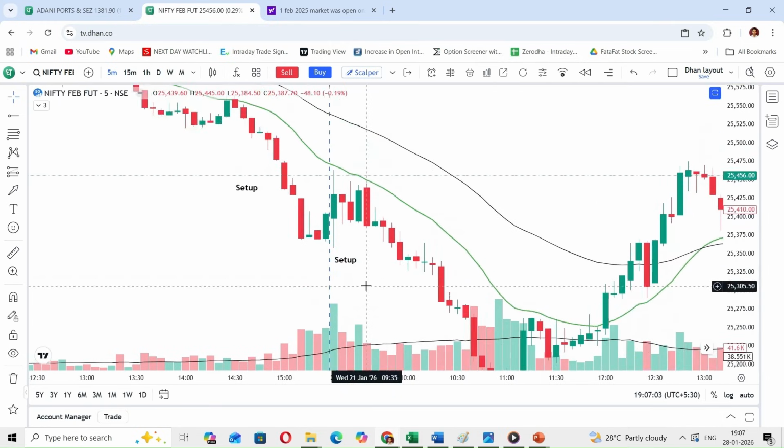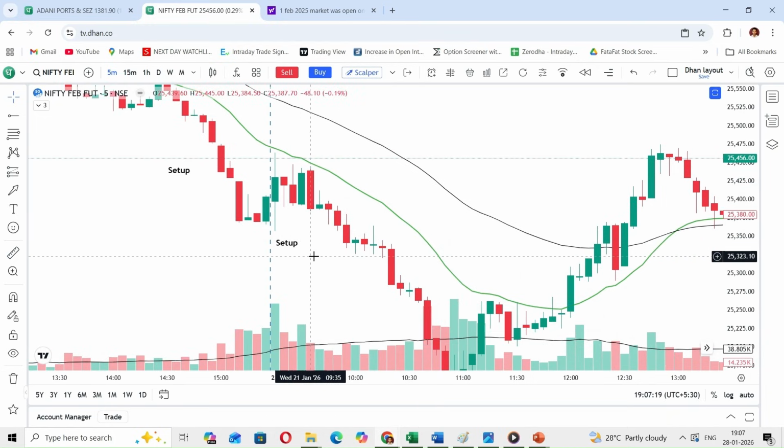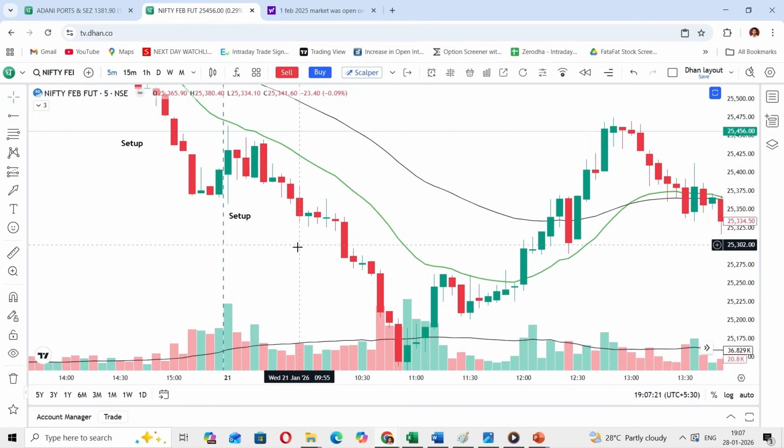Again, see here. First candle is a red candle. Second one is a green candle. At the low of this particular red candle, we will take a trade. High will be my SL. And see here, we got a 1:2 risk reward ratio.